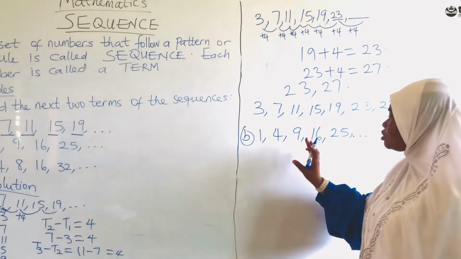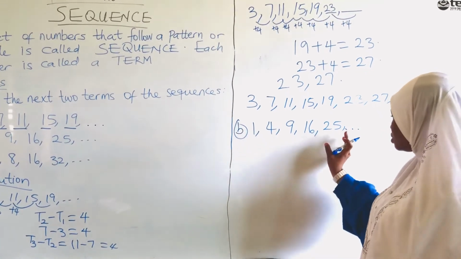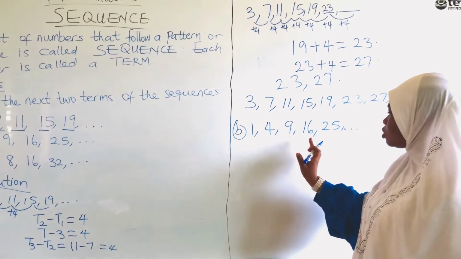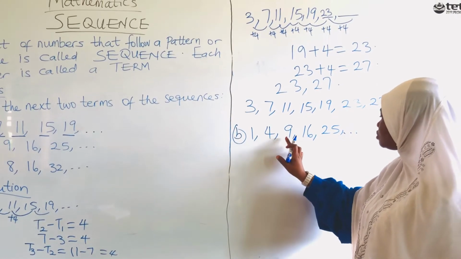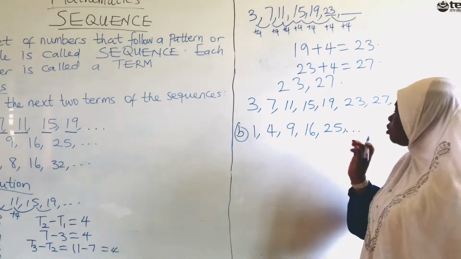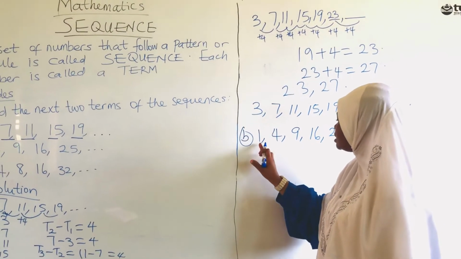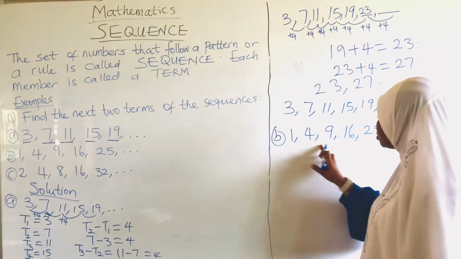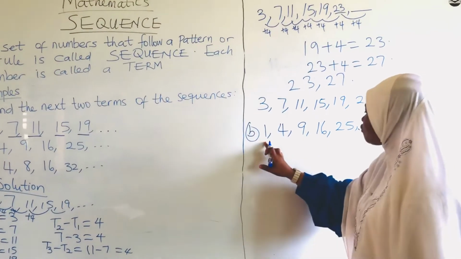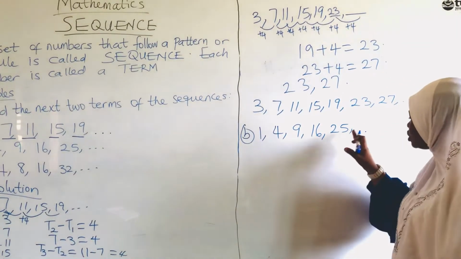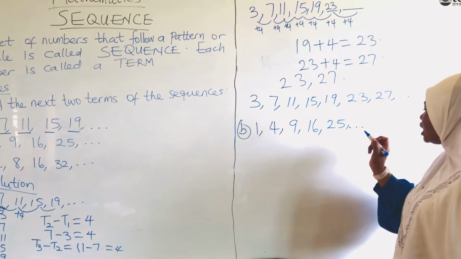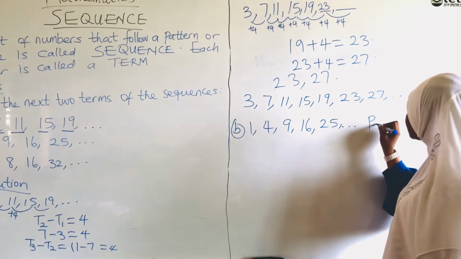The next thing is that we have to study these numbers very well. What connects them? What is the rule that governs them to be in this form? Looking at them very well, we can see that it's the squaring of consecutive natural numbers that will give us these numbers. And these numbers are called perfect squares.